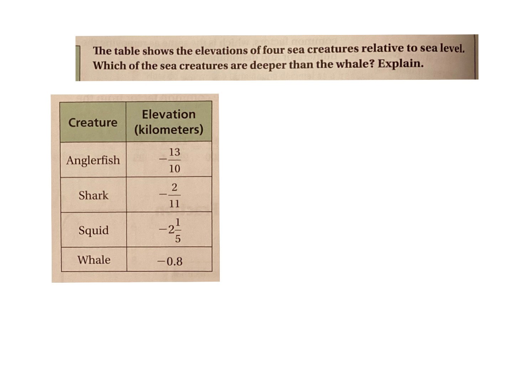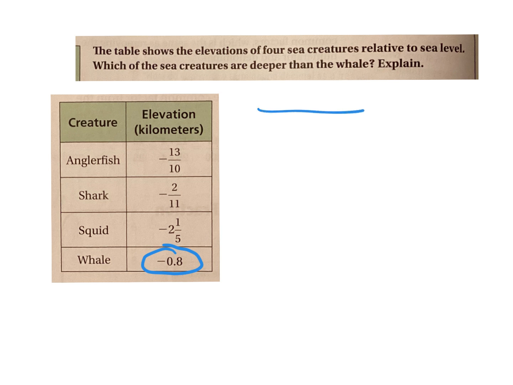Here's a problem solving, kind of a word problem here. The table shows the elevations of 4 sea creatures relative to sea level. Which of these sea creatures are deeper than the whale? Explain. Okay, so we know the whale is a negative 0.8. I'm going to make these all into decimals, and then I'm going to put them in line, and I can see which ones are deeper.